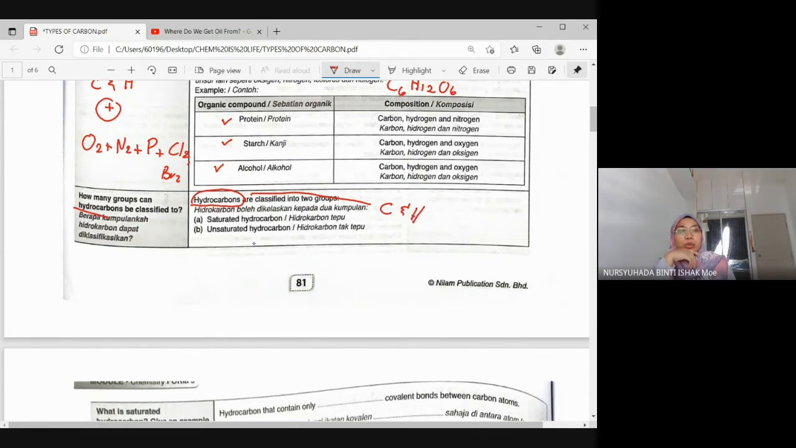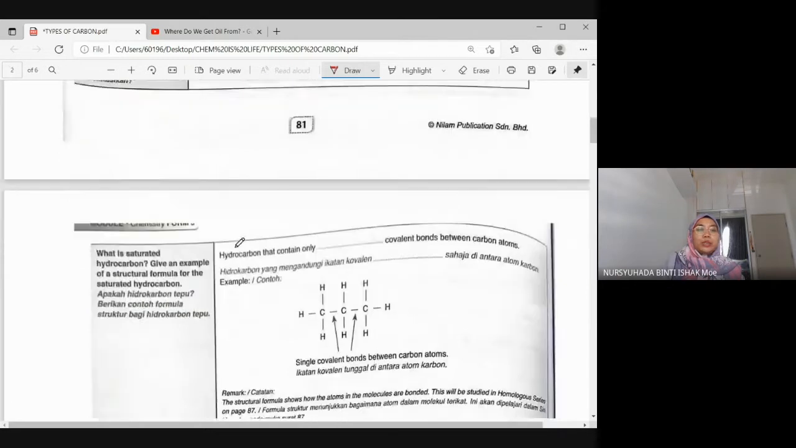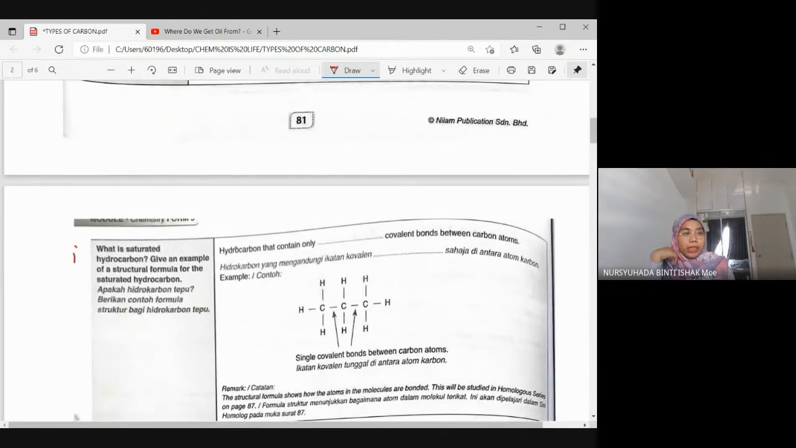Alright, so kita ada saturated, tepu, and unsaturated, tak tepu. So kita tengok what is the differences. So actually what is saturated? Okay, kita fokus kepada first one, saturated, tepu. Hydrocarbon that contains only berapa? Only single covalent bond between carbon atoms. Single, the keyword here is single. Saturated is hydrocarbon that contains only single covalent bond between carbon atoms.